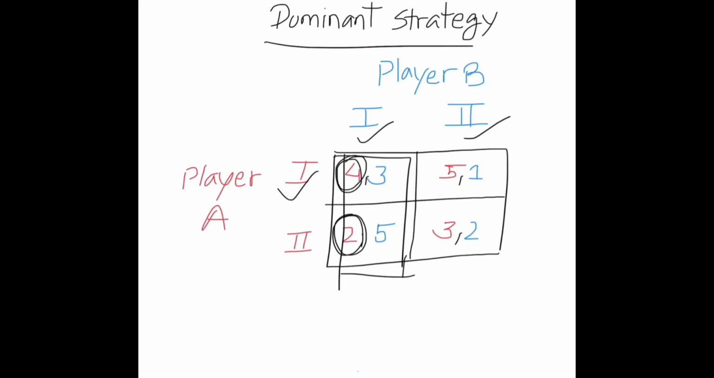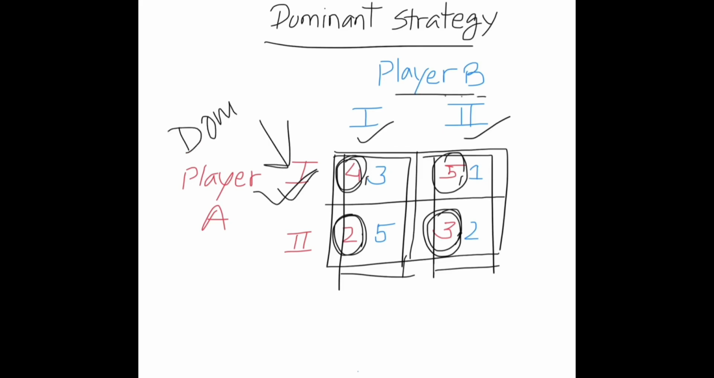What if player B selects the second strategy? Then this column will be of our interest, and player A will get a payoff of 5 if he selects the first strategy, and a payoff of 3 if he selects the second strategy. Again, since 5 is greater than 3, player A will select the first strategy. So player A has always stuck to the first strategy regardless of the strategy adopted by player B. This strategy is said to be the dominant strategy of that player.